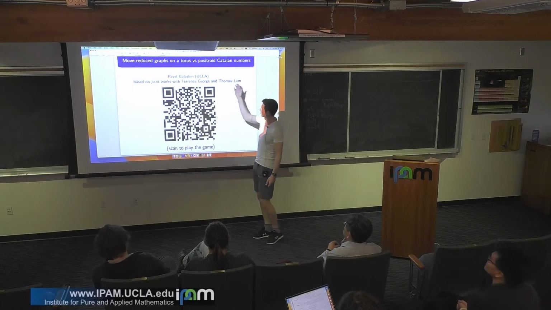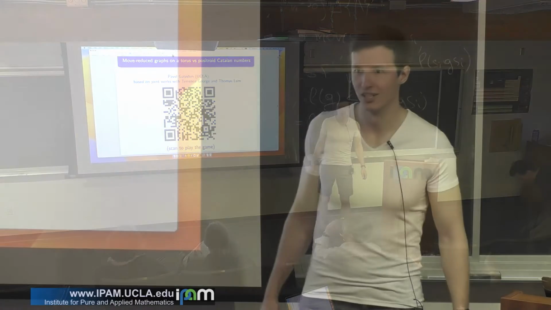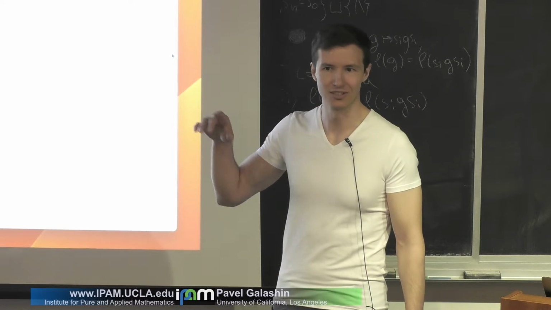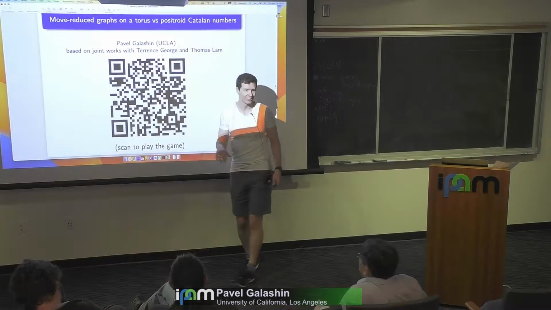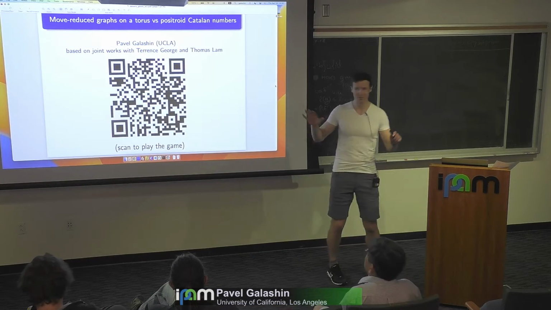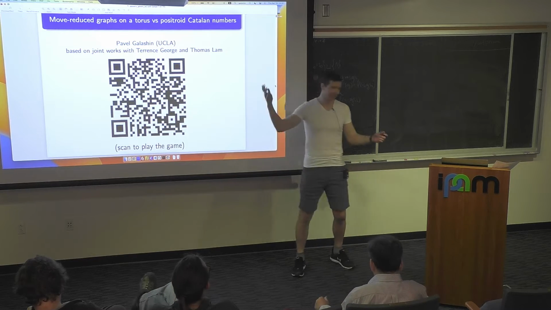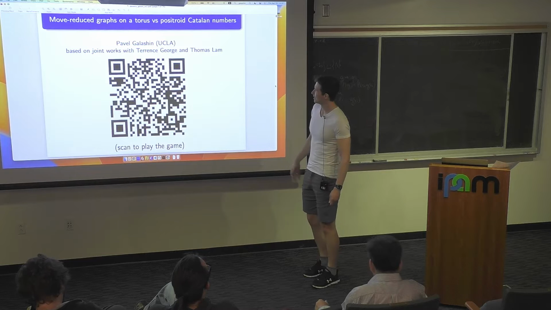So this is based on joint work with Thomas Lamb and separately with Terence George. Terence George is a postdoc at UCLA. I can see Terence. Raise your hand. Yeah, Terence is over there. He's a postdoc, he's going to be looking for jobs next year. He's amazing. Please be nice to him and invite him to your seminar, talk to him, etc.